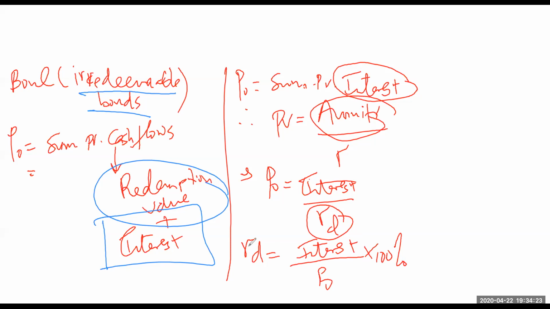Clear? I hope it's clear. So this is how we estimate the cost of debt. The cost of the bond, if the bond is irredeemable, is the interest divided by P naught. We can apply that in a question to estimate what the cost of the bond should be. Let's go back to our notes and attempt a question on that.